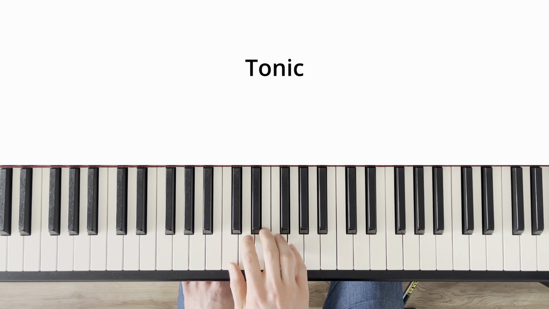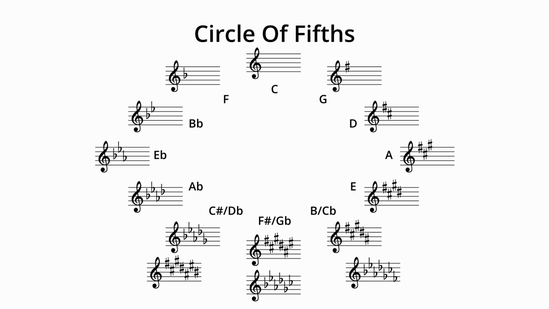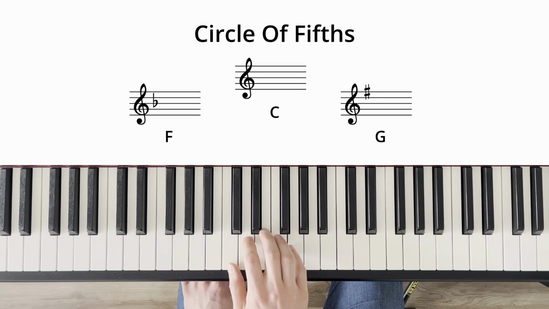Like other types of families, scales can also have extended family. Different keys, like C major or G major, are said to be closely or distantly related to one another, and the circle of fifths is essentially the family tree that shows how they're all related. Looking at the whole thing, it's easy to get overwhelmed, so let's just start with a small chunk.